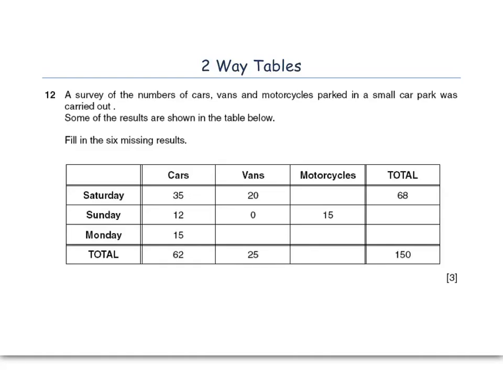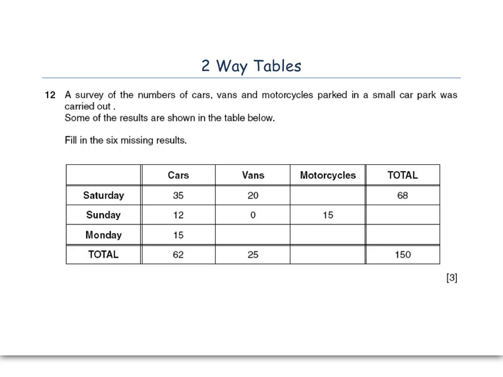Two-way tables are a way of representing data involving two different variables. So in this question that we're going to look at in a second, it says a survey of numbers of cars, vans and motorcycles parked in a small car park was carried out. Some of the data is shown in the table below.